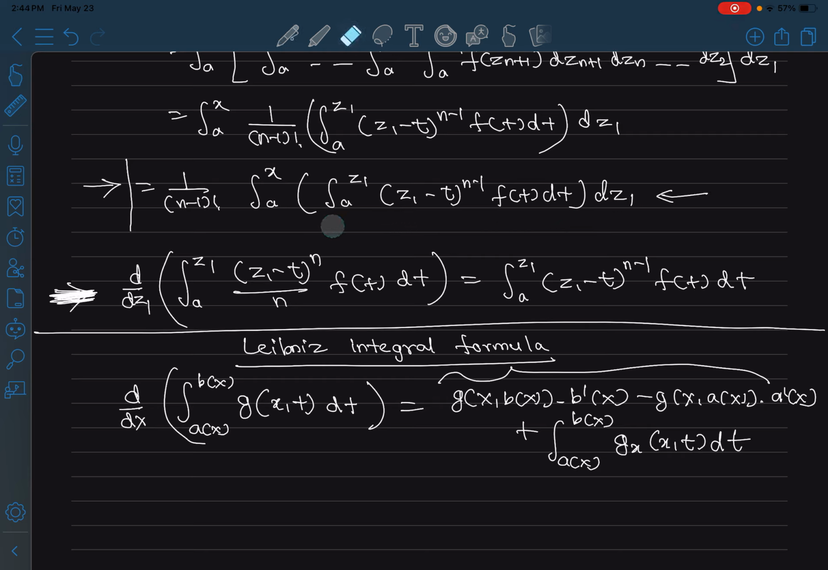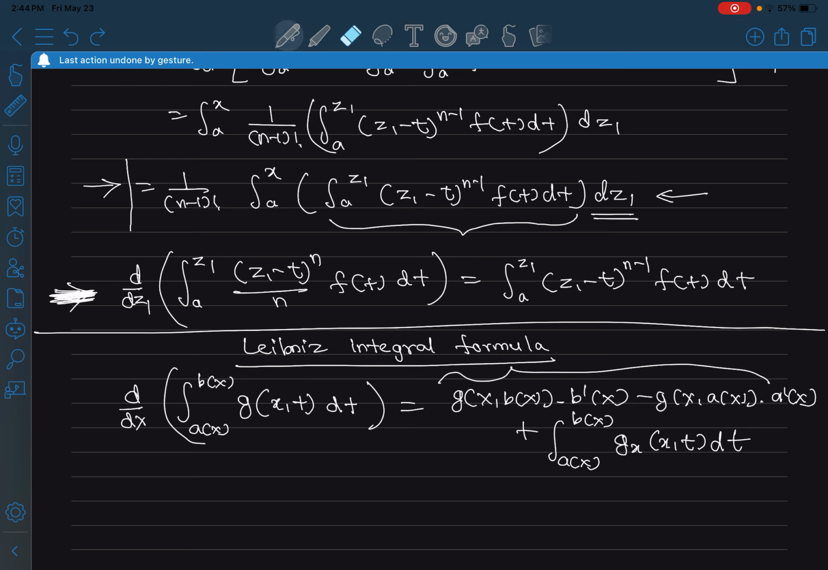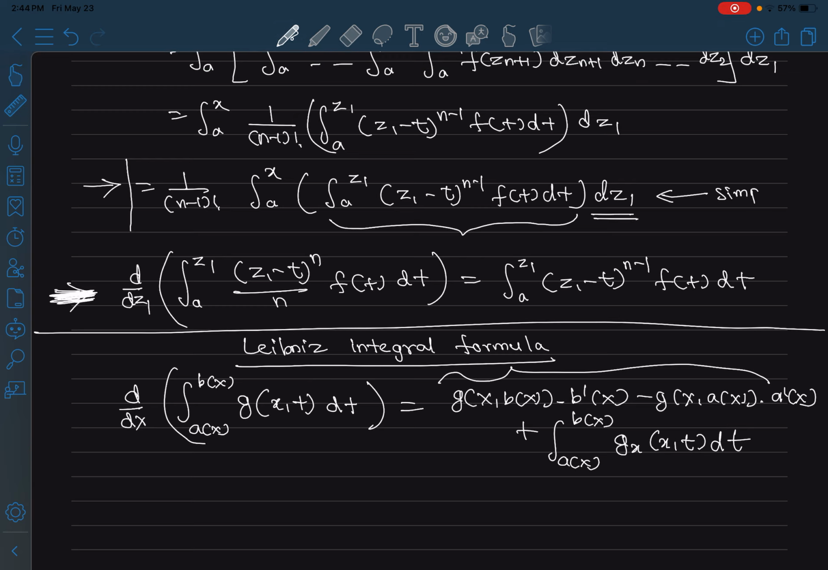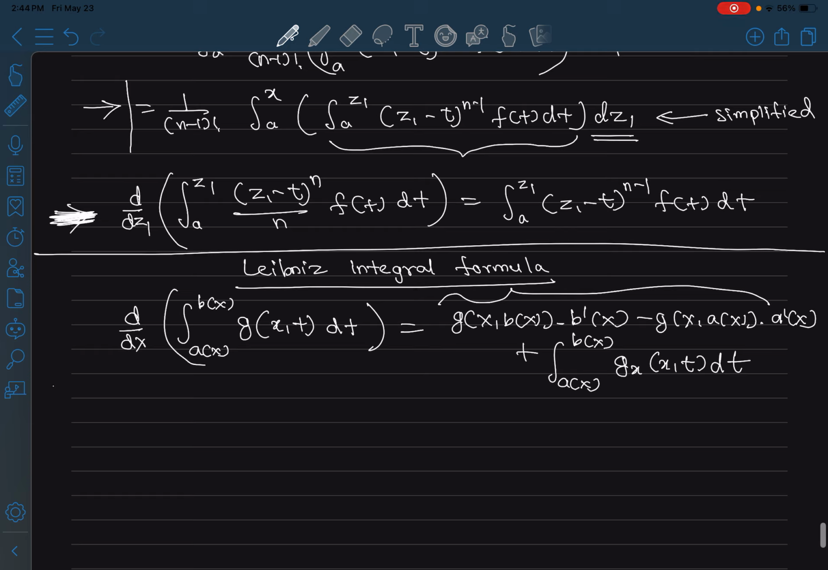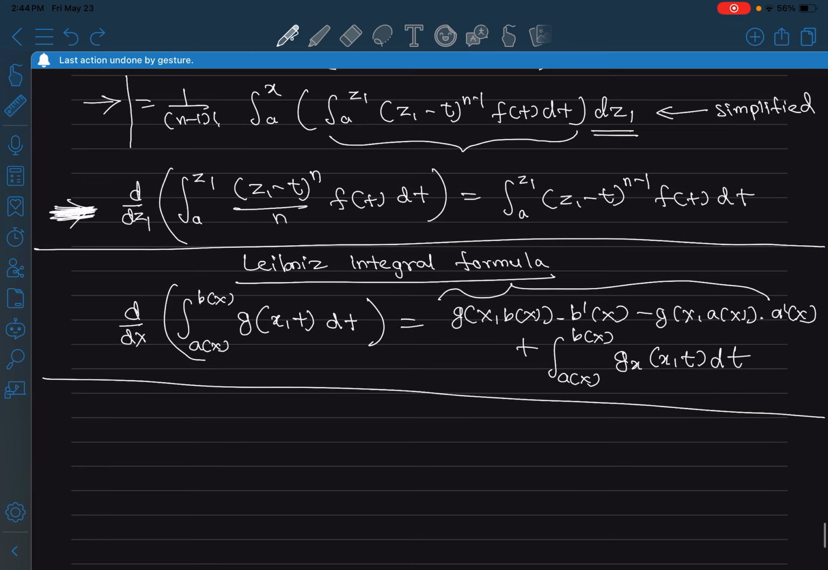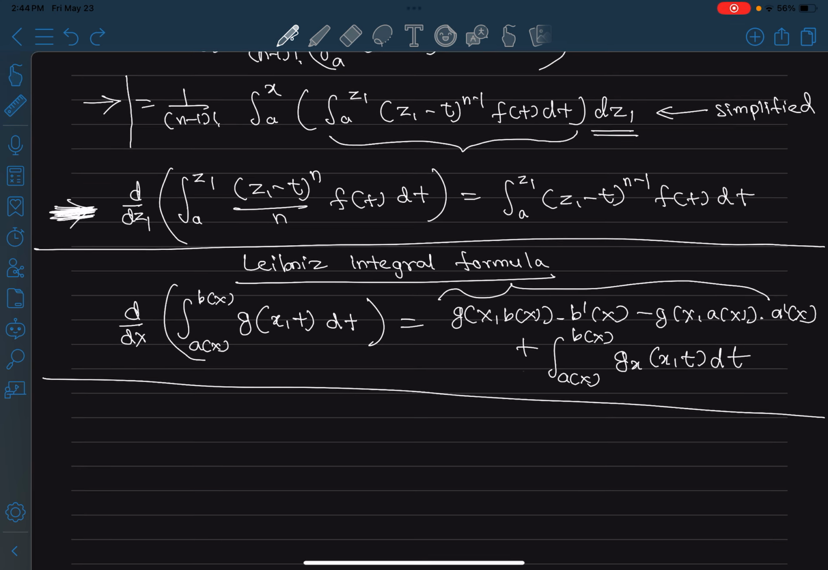Maybe I should keep that. But this needs to be simplified. Let me just mark it, just in case I forget it. Now let's see how we can use this formula. This is basically our z of x comma t. Now we know how we need to use this formula, so let's see how it goes.